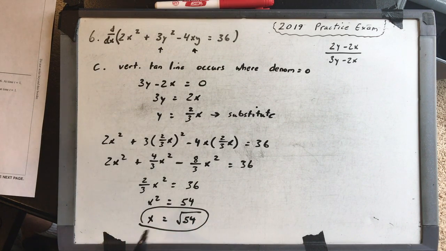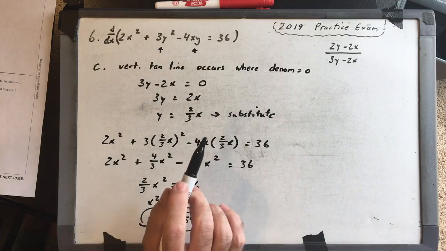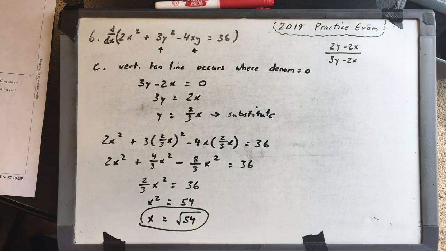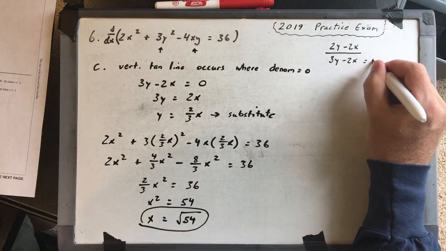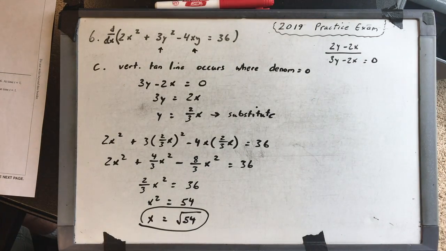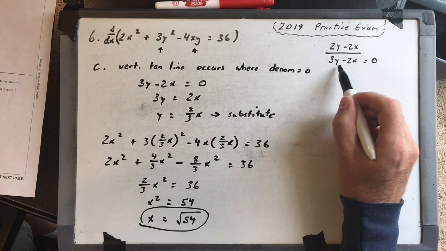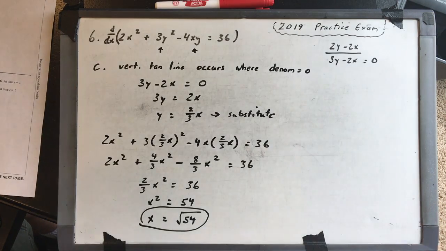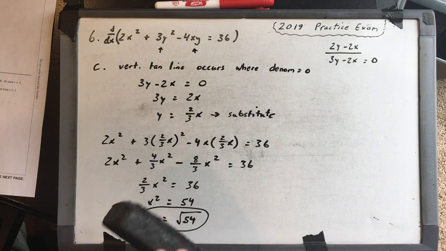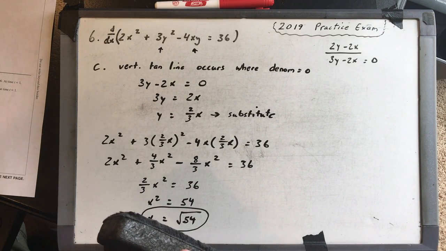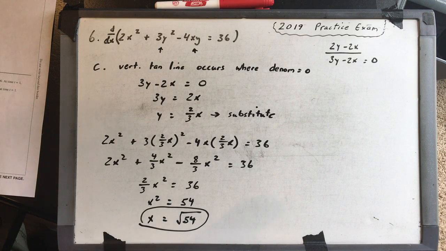So that is the x value where you would have a vertical tangent line, where the denominator here is equal to 0. And we had to solve for y, do a substitution, and get the x value. So yeah, that's a good problem. It's a problem that would be tough to get to on the actual test, tough to finish that out, but you know, it's doable if you have the time to do it.